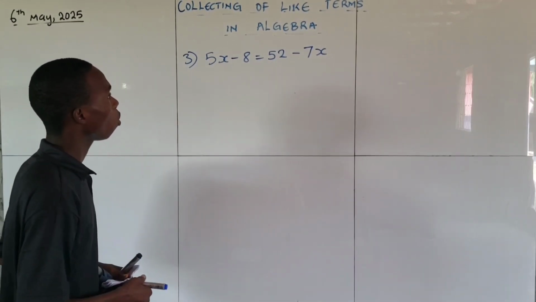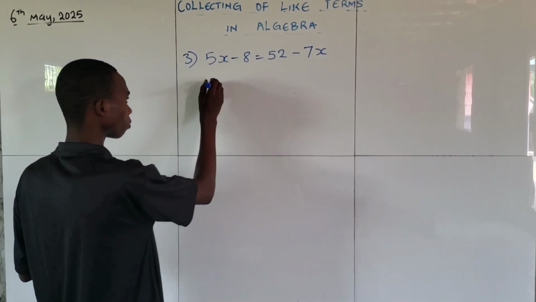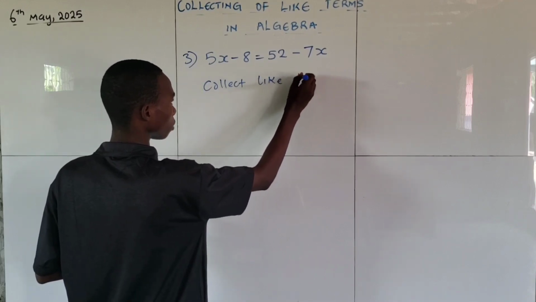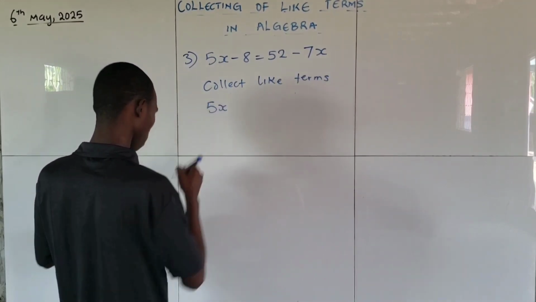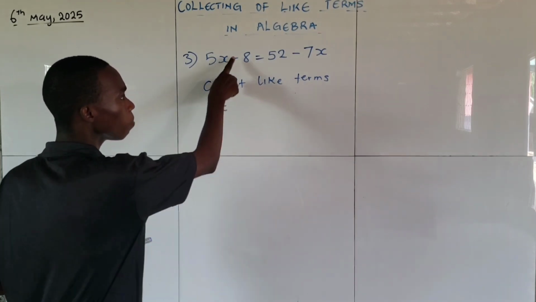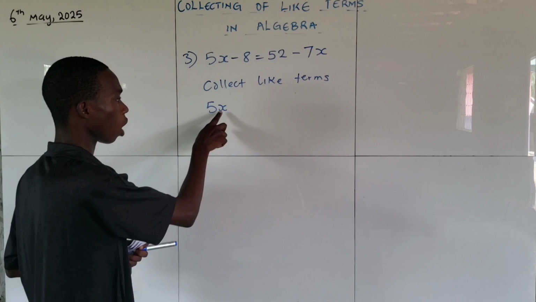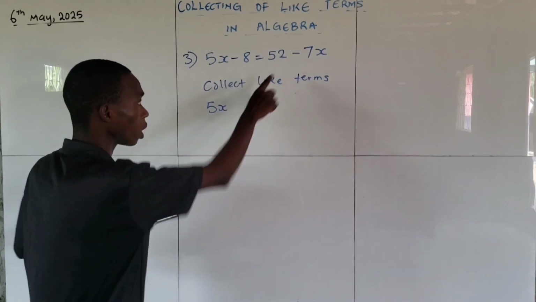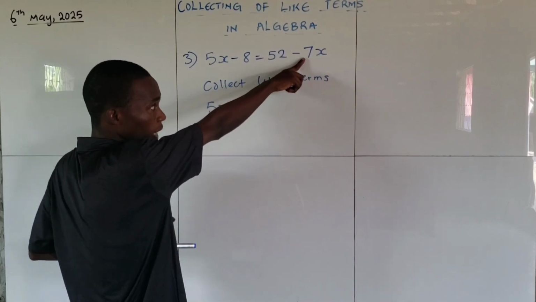So first of all, what is coming first is the 5x. So let's put 5x. Collect like terms. Now, we have minus 8 here. Minus 8 is not a coefficient. It doesn't have any x attached to it, so we are not using minus 8 now. Leave minus 8. Now, look at the one that has x attached to it, which is minus 7x.